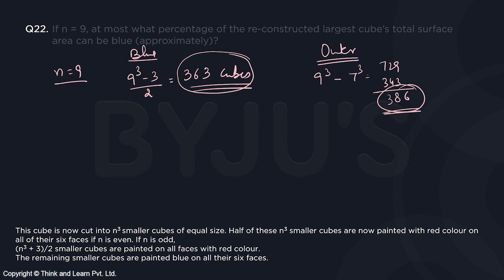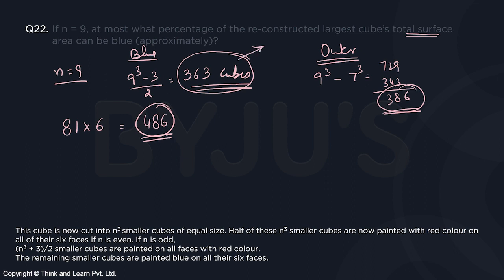But the point is, he's talking about the area. Now, when n is equal to 9, on the outer surface, every face has 81 surfaces visible, and there are 6 faces. So the total number of surfaces visible are 486. I hope you got my point. We did it before as well. That on every face you have got 81 surfaces visible. So total 486.